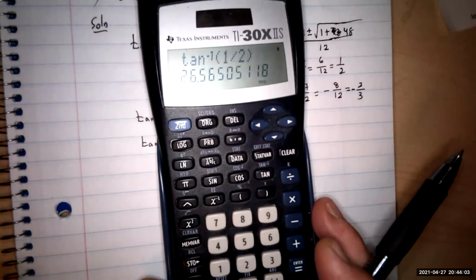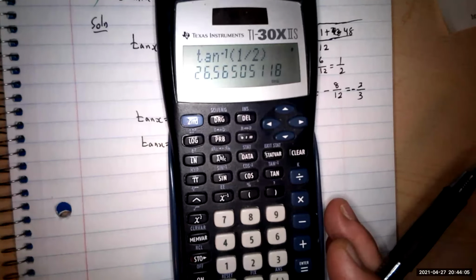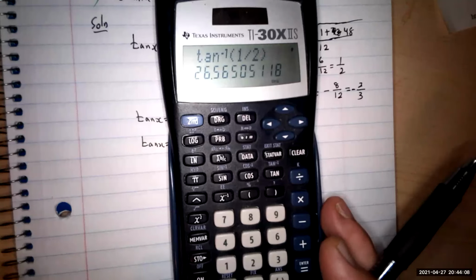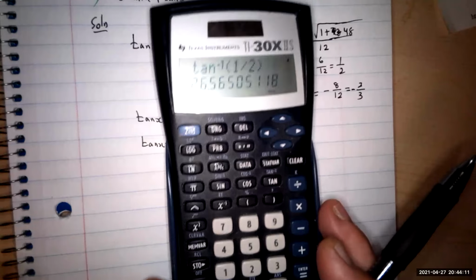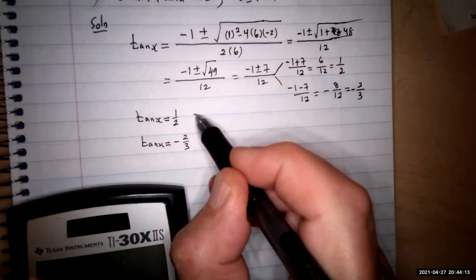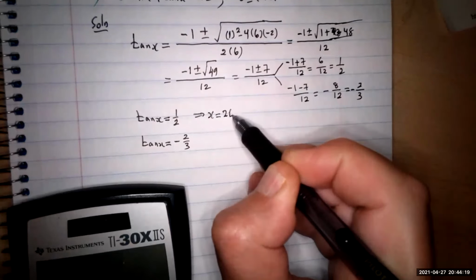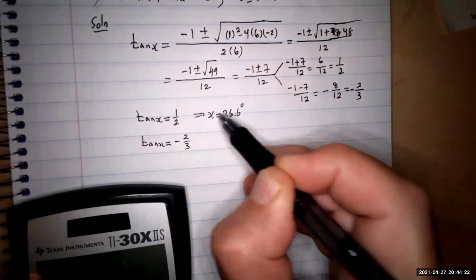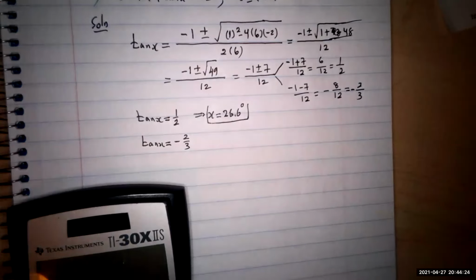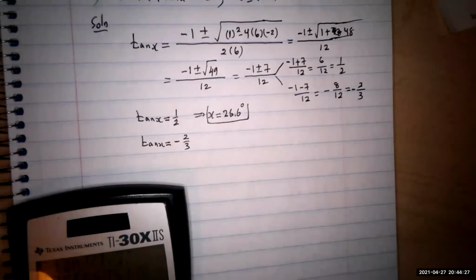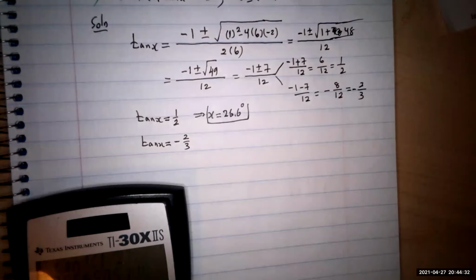26.56, or 26.6 degrees. Okay, so this is going to be one of the solutions. So we're going to have x equal to 26.6 degrees. Of course, this is in the range of the tan inverse, which is between -π/2 and π/2. That gives you this one, and you can write it down to get the other solutions.